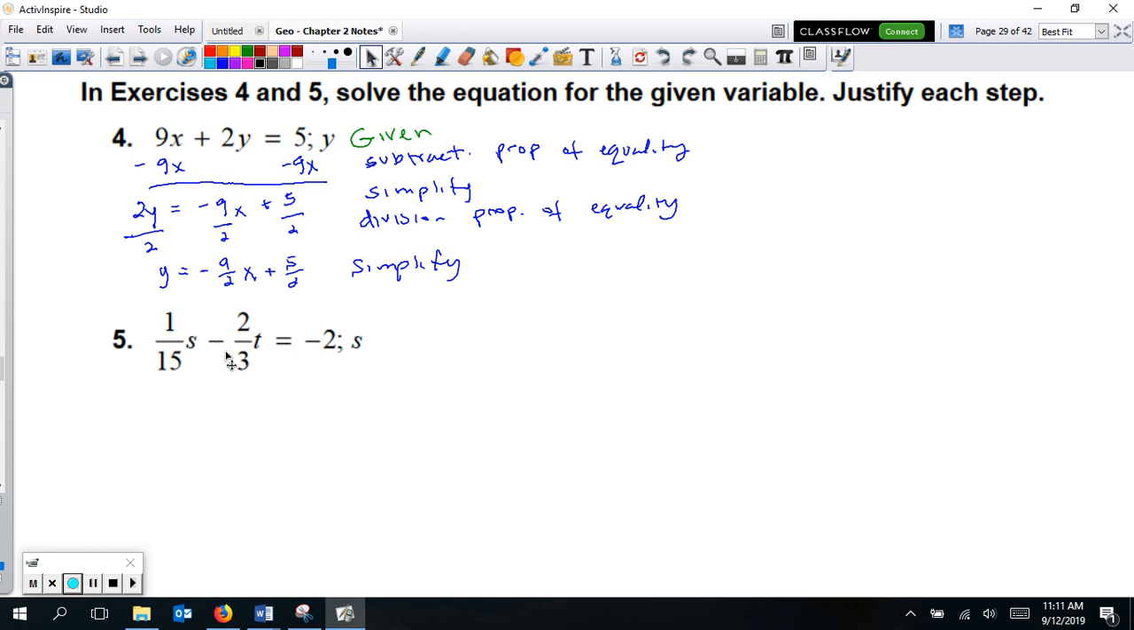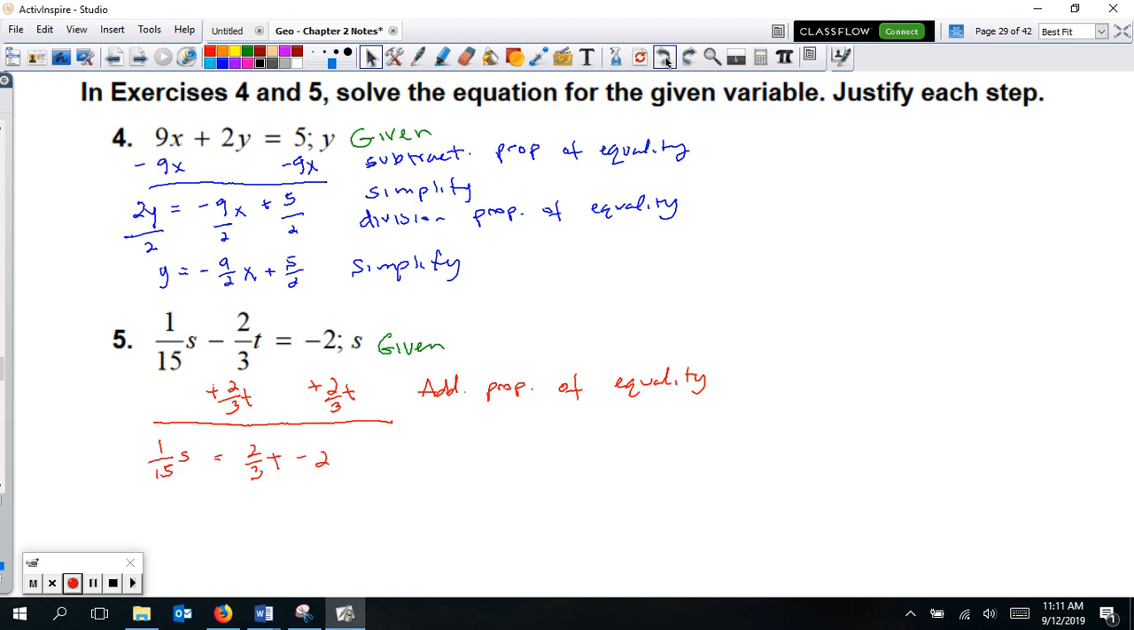And for number 5, again, the first thing we write is given. Because we're going to write that for our given statement here, the given equation. We're going to solve it for s. So the first thing I'm going to do is get this term here, the 1/15th s by itself. I'm going to move this t term to the other side. So I'm going to add the 2/3 t to both sides. So that's just the addition property of equality when I'm doing that. And so then when I actually do add them, I'm going to get 1/15th s is equal to 2/3 t minus 2. And I can just say I'm going to call it simplify. Simplified from here down to this equation.